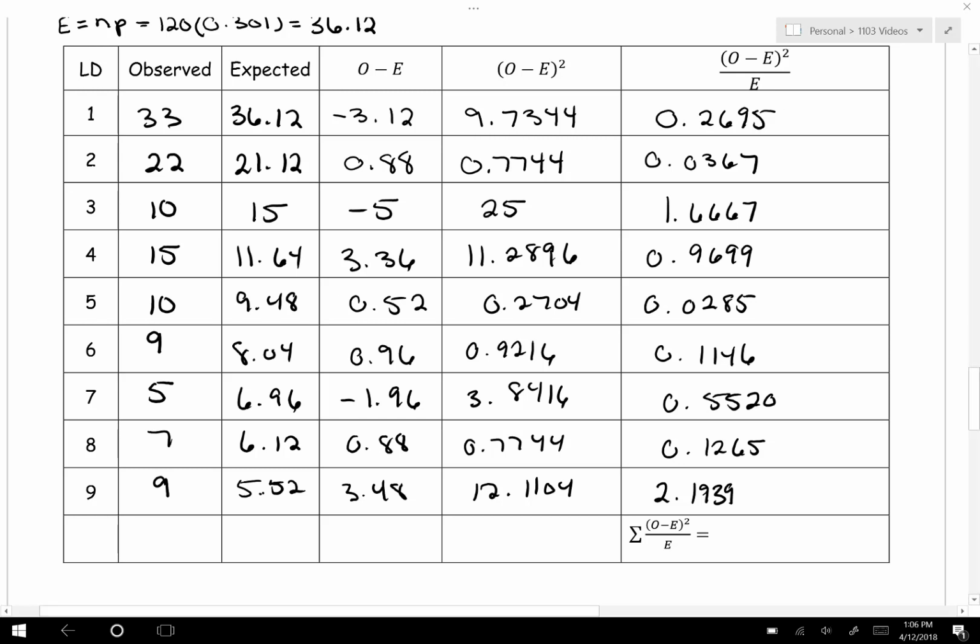And the last thing that we need to do once we have this rightmost column filled in is add up all of the numbers in this column. So 0.2695 plus 0.0367 plus 1.6667 plus 0.9699 plus 0.0285 plus 0.1146 plus 0.5520 plus 0.1265 plus 2.1939. So when you add all of those up, you should get 5.958.